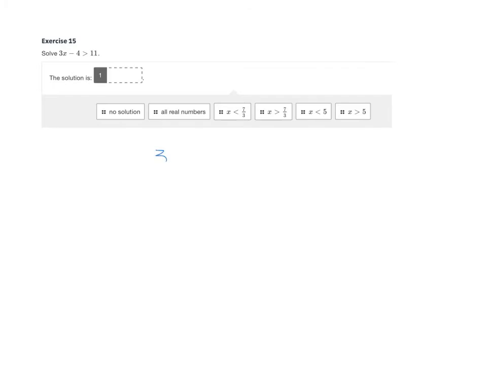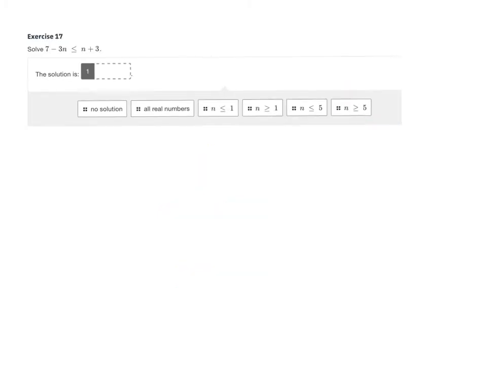Number 15, I've got 3x minus 4 greater than 11. Two-step inequality. First thing I'm going to do is get rid of the negative 4 by adding 4 to both sides. It's going to give me 3x is greater than 15. Now, to get that x isolated, I'm going to do the inverse of multiplying by 3. I'm going to divide by 3. X is greater than 5. Looks like it's that one right there.